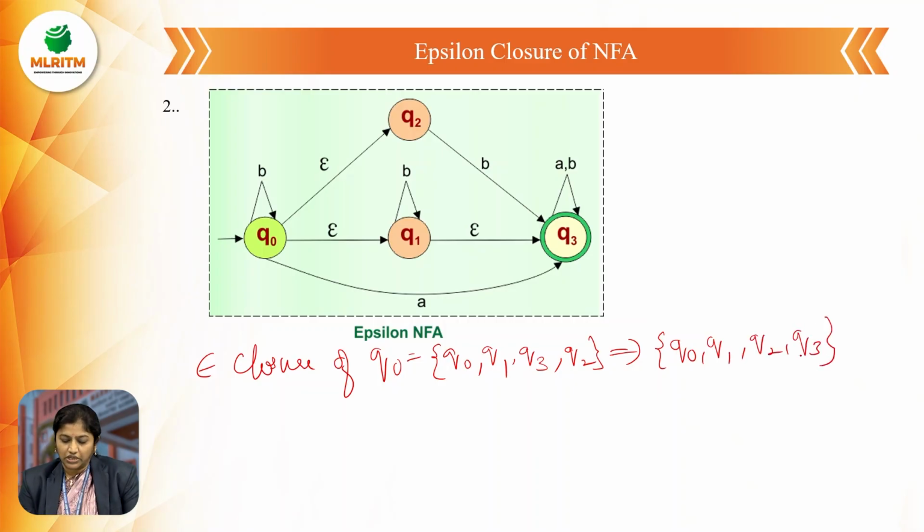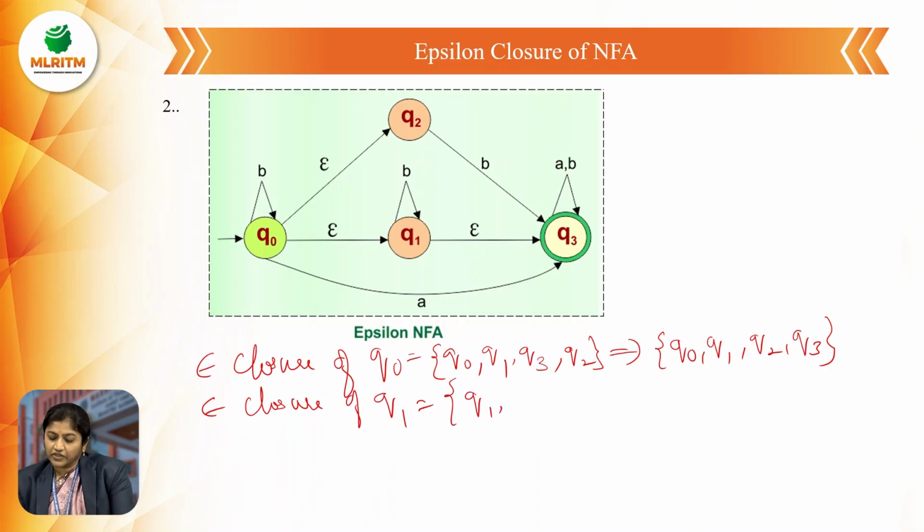Next, epsilon closure for Q1. The same state first, Q1. Next, Q3.